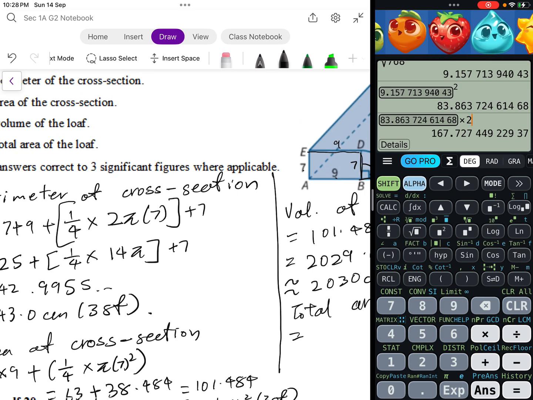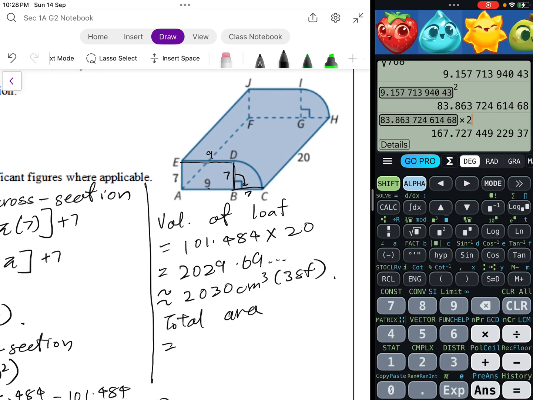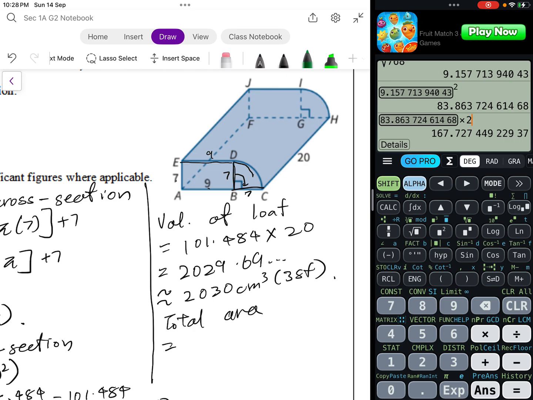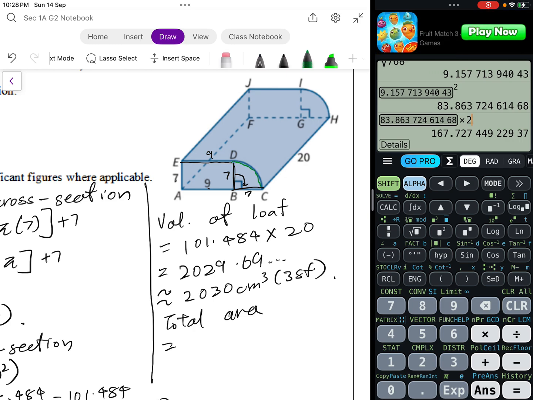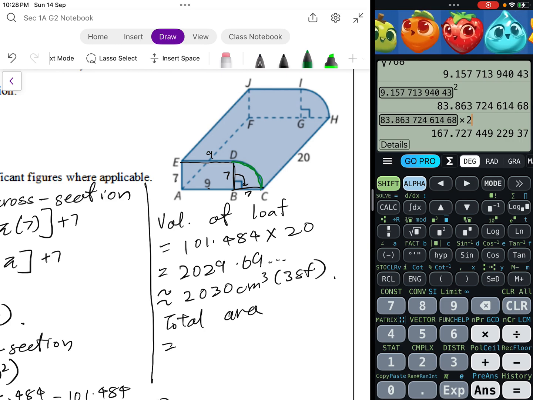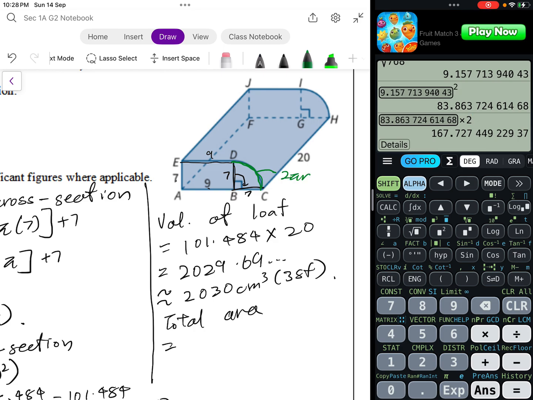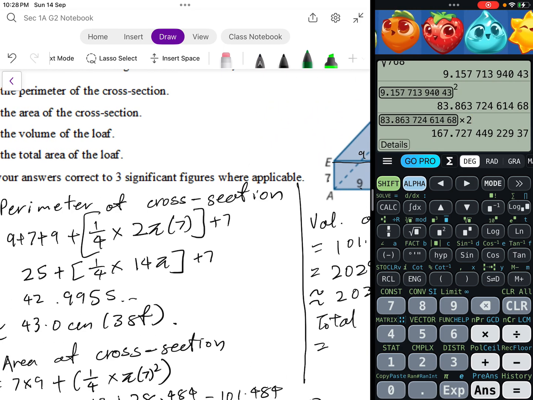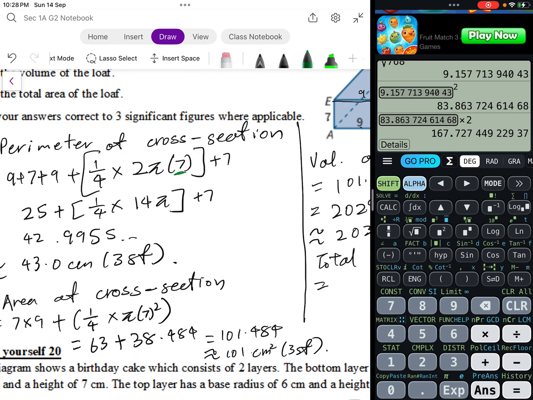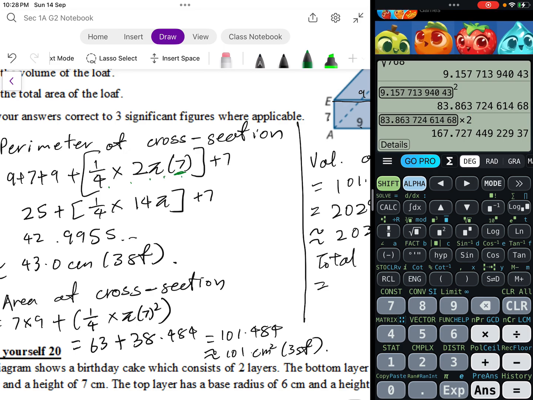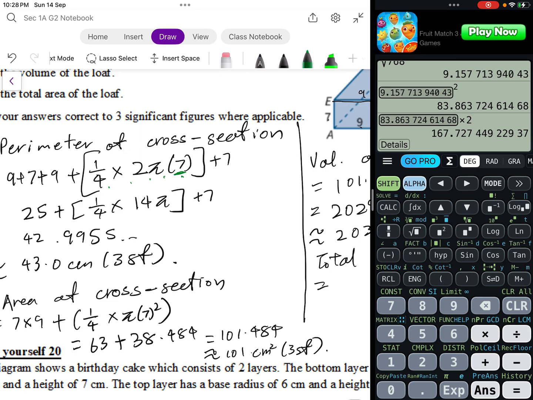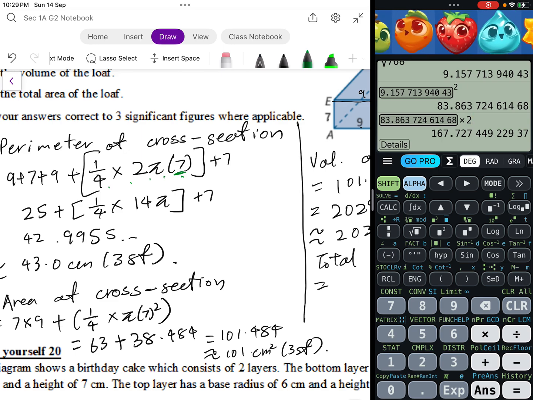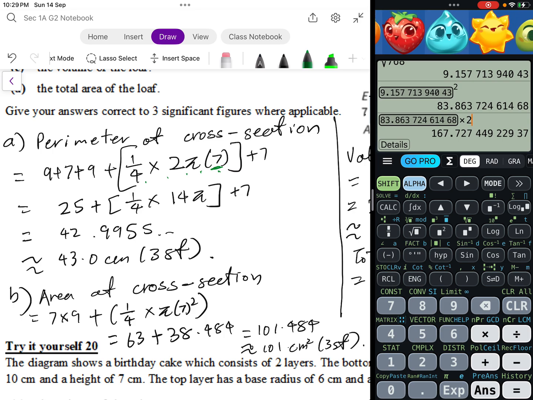Anyways, so this one, I want to find this length here. Now this length is 1/4 of a circle. So circumference of circle is 2 pi r. Hopefully you remember already. I know my radius is 7. 1/4 times 2 pi r. Add together, you should get 42.995. Then when you round to 3 significant figures, it's 43.